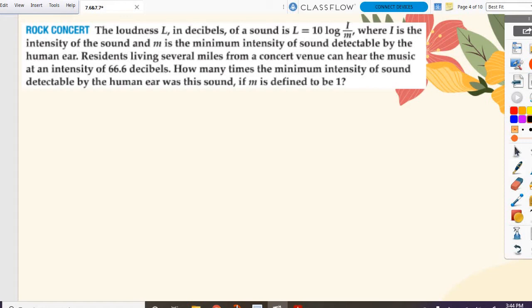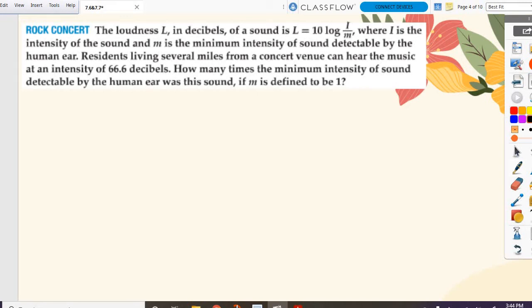So this example is dealing with a rock concert. It says the loudness L in decibels of a sound is L equals 10 log of I divided by M, where I is the intensity of the sound and M is the minimum intensity of sound detectable by the human ear. Residents living several miles from a concert venue, pre-COVID days when we could actually have concerts, can hear the music at an intensity of 66.6 decibels. How many times the minimum intensity of sound detectable by the human ear was this sound if M is defined to be 1?